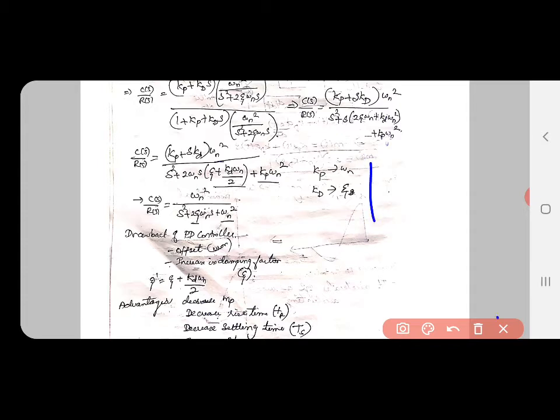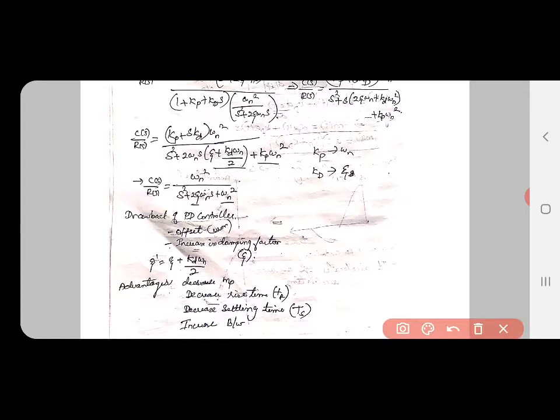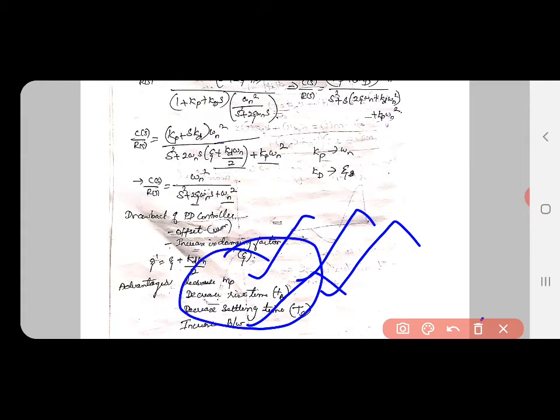Then the drawback of the proportional derivative controller is that there will be offset error. And there is an increased damping factor: eta dash equals eta plus Kd omega n by 2. Then the advantages: there are many advantages in proportional derivative. First, the maximum overshoot will be decreased, then the rise time will be decreased, a decrease in settling time Ts, and an increase in bandwidth. Okay, these are the advantages of a proportional derivative.